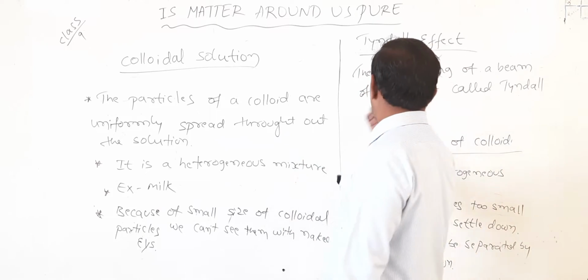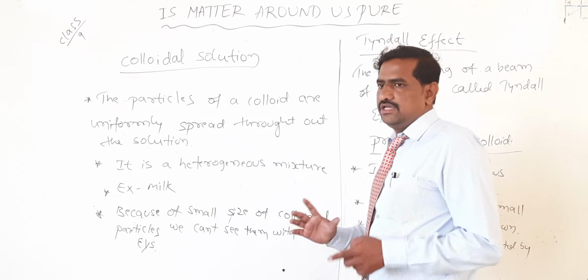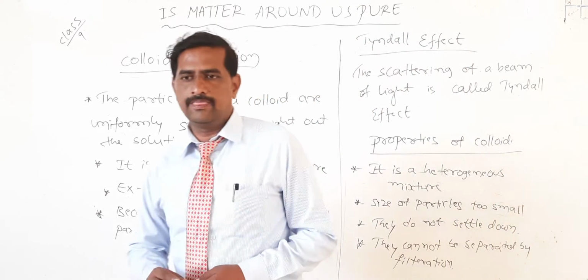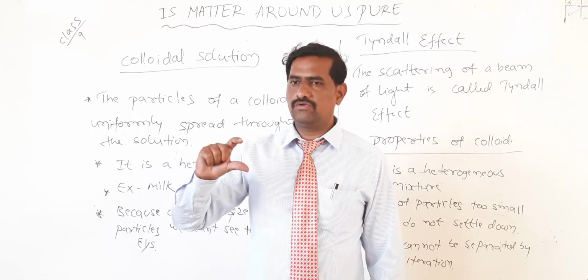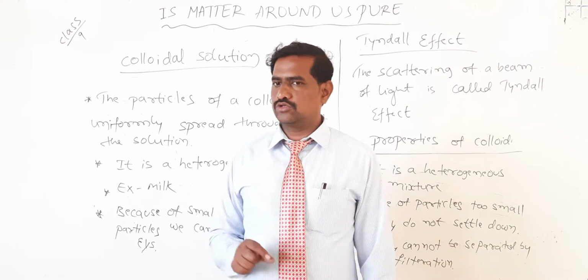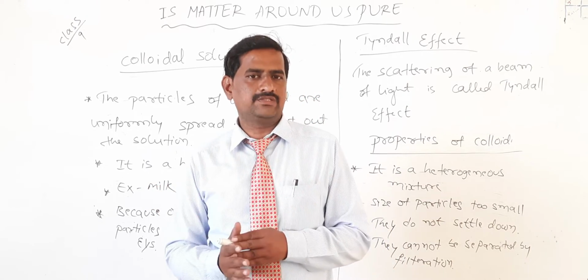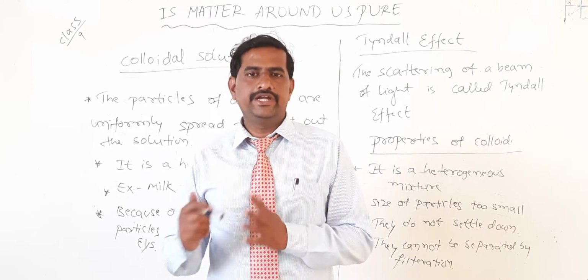Okay. The next, after this, what happens? Scattering of light takes place. If you pass the torch, or a beam of light, through the colloidal solution, scattering of light takes place, and that effect is called the Tyndall effect.